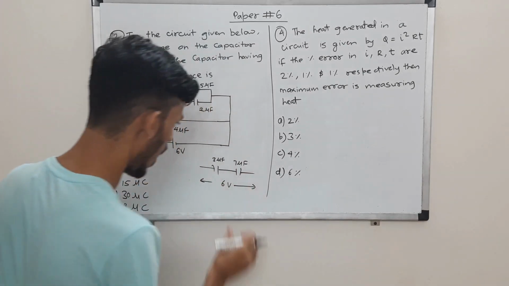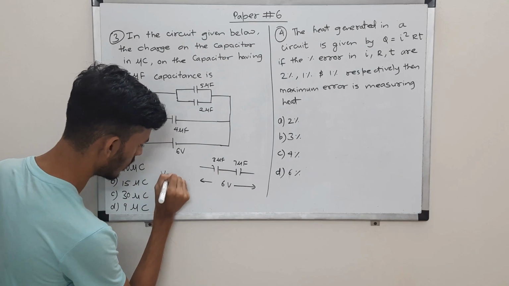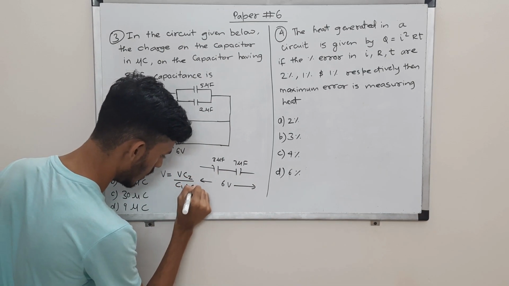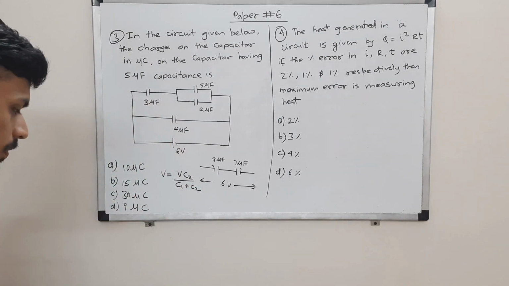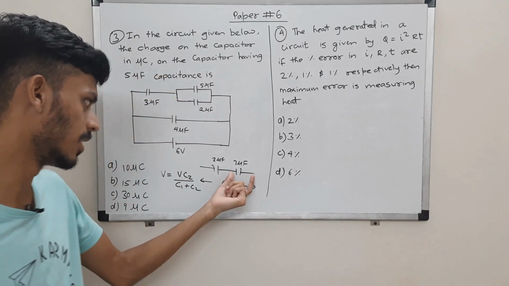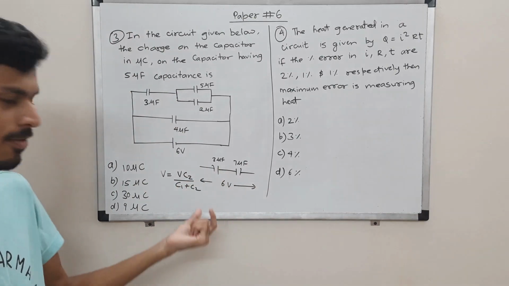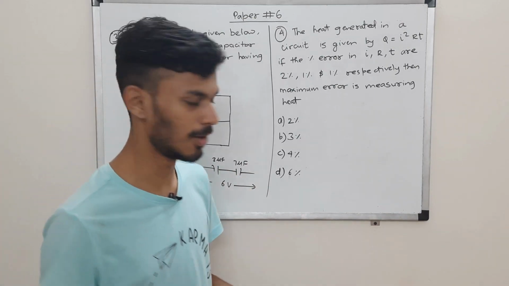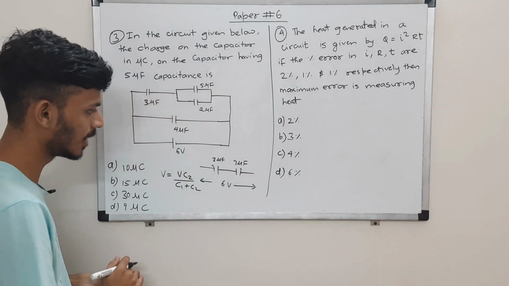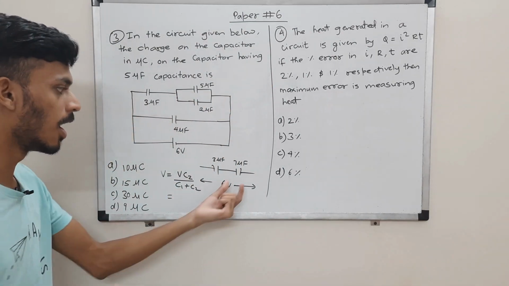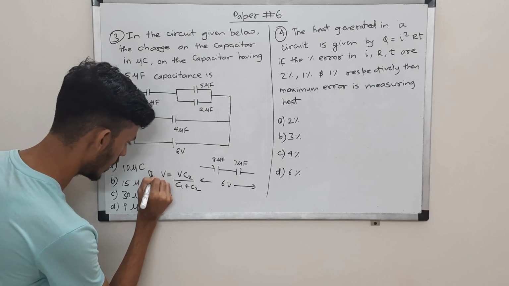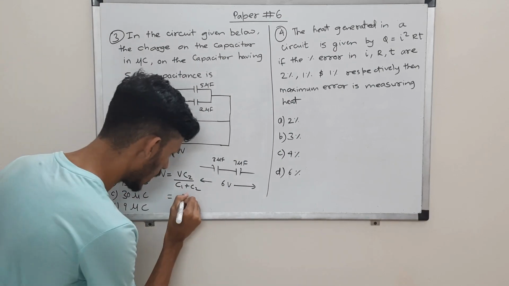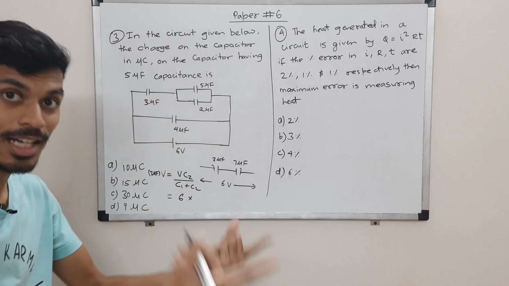So how to find the voltage drop across this? Simple formula, V is equal to V C2 upon C1 plus C2. This is the formula to find the voltage across this capacitor or this capacitor. This is the voltage divider formula, if you know. So V C2 upon C1 plus C2. The voltage drop across the 7 microfarad capacitor is given as total voltage into the other capacitor.